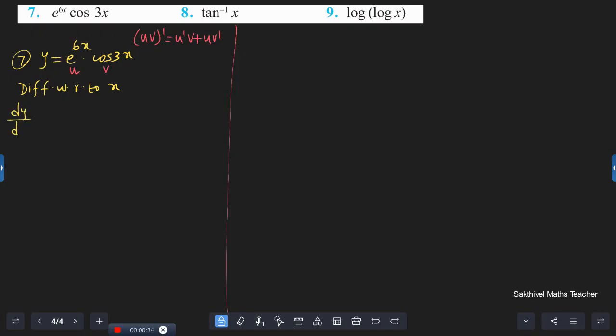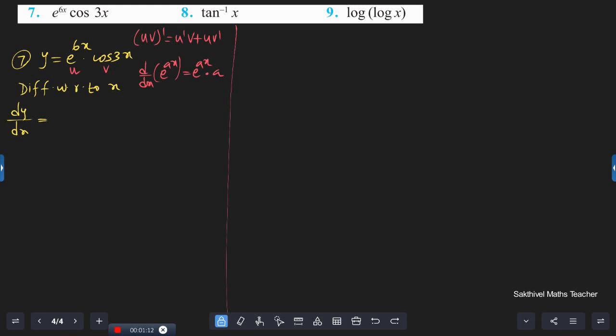dy by dx. Derivative of e power ax is e power ax into a, so instead of a we have 6. Like that. Even for cos, same manner. Cos derivative is minus sin. But when you differentiate x, that a will be coming as it is, but instead of a we have 3, so minus 3 sin 3x.